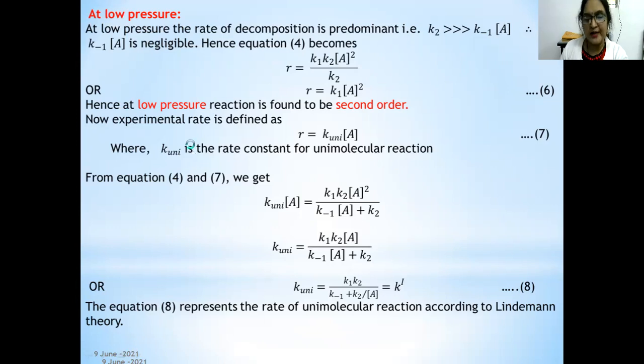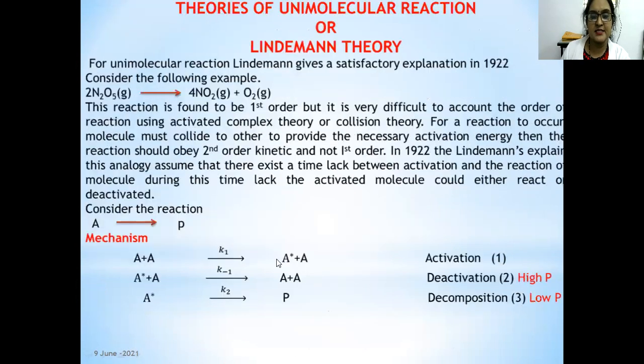Now, the experimental rate constant. As this is a unimolecular reaction, suppose A is converted into P, experimentally, what should be the rate of reaction? R is directly proportional to the concentration of A.